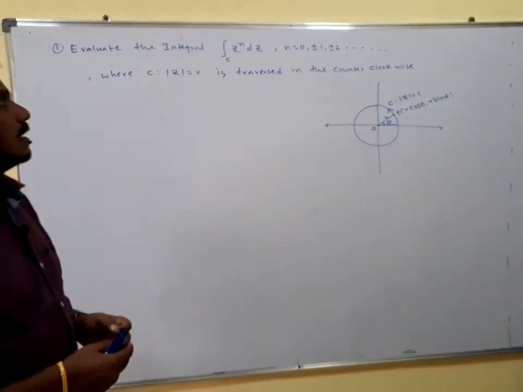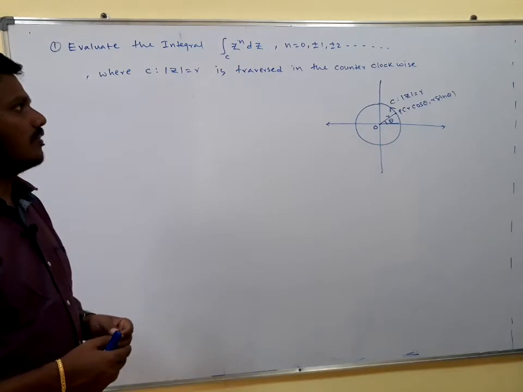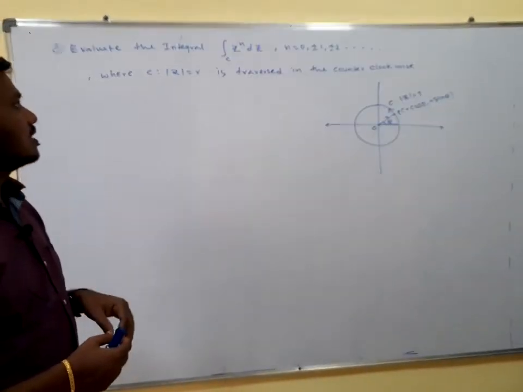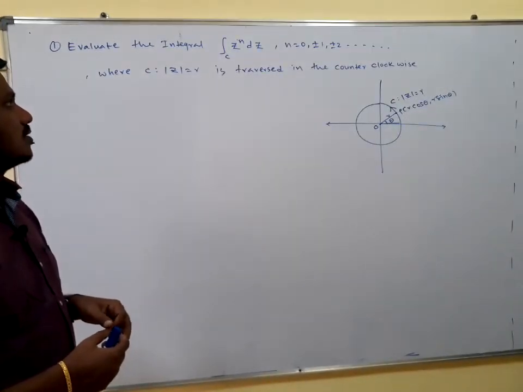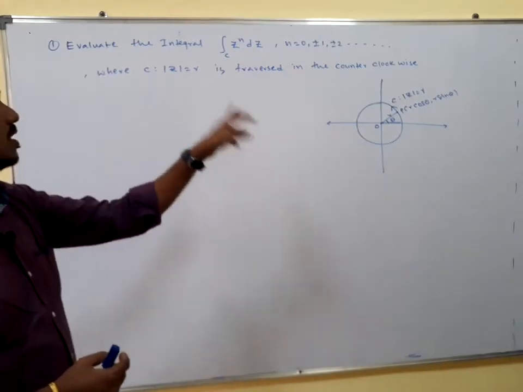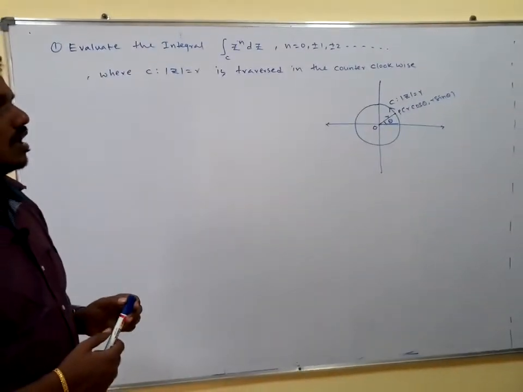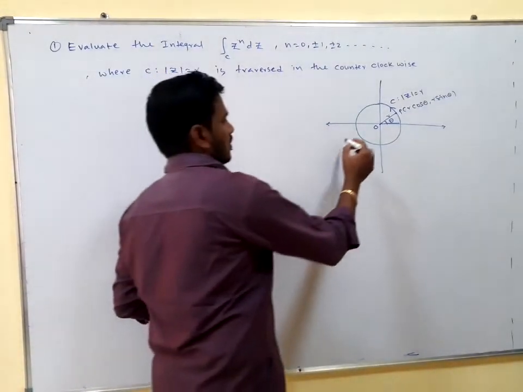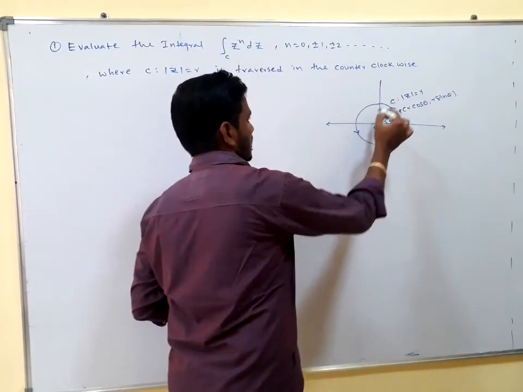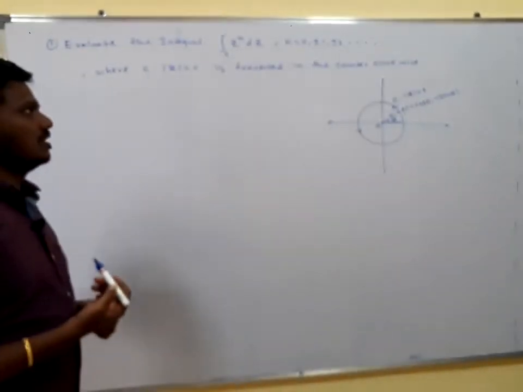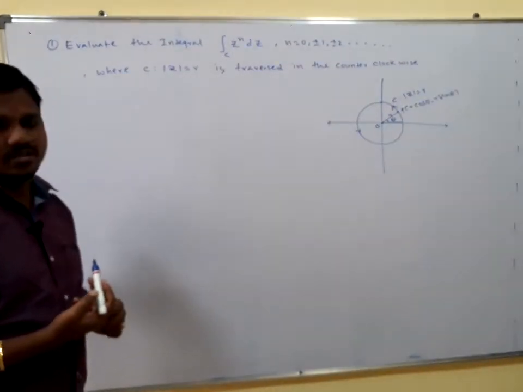Evaluate the integral over C of z to the power of n dz, for n equal to 0, plus or minus 1, plus or minus 2, and so on, where C is the circle |z| = r, with center at (0, 0) and radius r, traversed in the counterclockwise sense. Okay, this is C traversed in the counterclockwise sense. Now I am trying to evaluate the integral over C of z to the power of n dz.